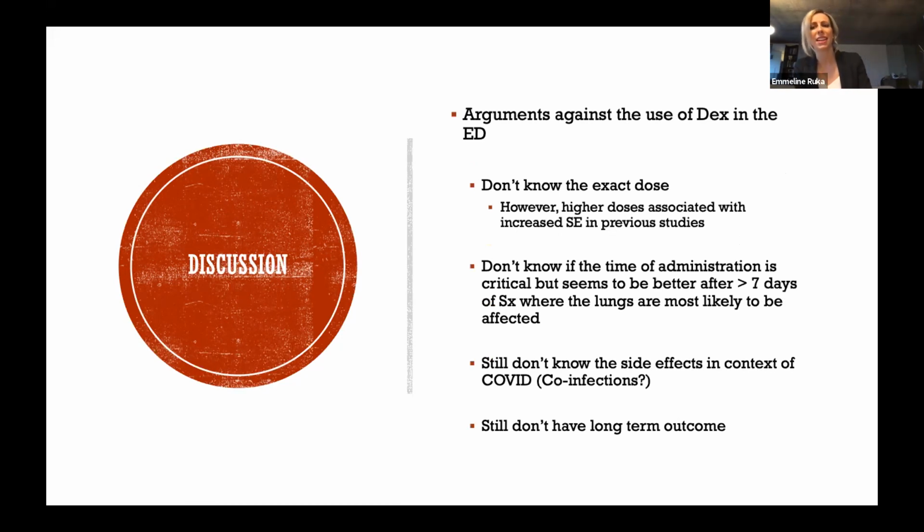But the argument against the use of dex is that honestly, we don't know the exact dose. On my other slide I'm going to talk a little bit about the dose, but they used 6, some trials use 20. So we don't know the exact dose yet. We don't know when exactly we should give it. Yes, it seems to be better if we give it after 7 days of symptoms, but there's not a specific time to give it. And we don't know the side effects. Does this patient have more, for example, co-infection, more pneumonia, things like that? We don't have the long-term outcomes. I'm not saying this is against it, because it's a really good study and it's already implemented in the guidelines, but just to remain skeptical and critical.